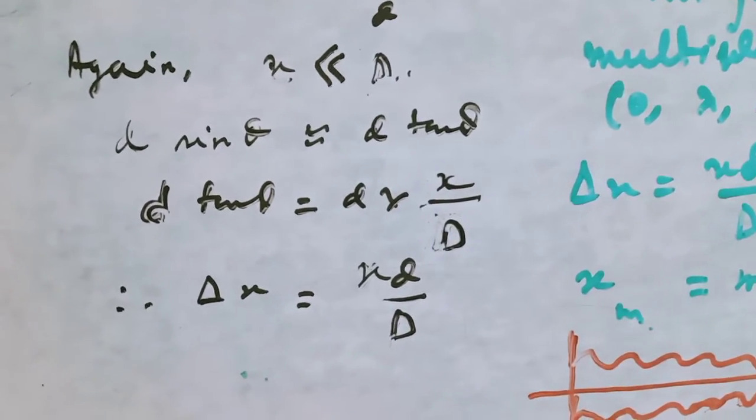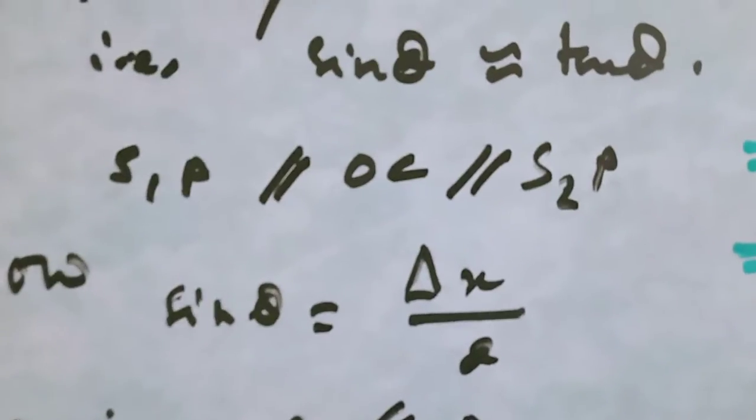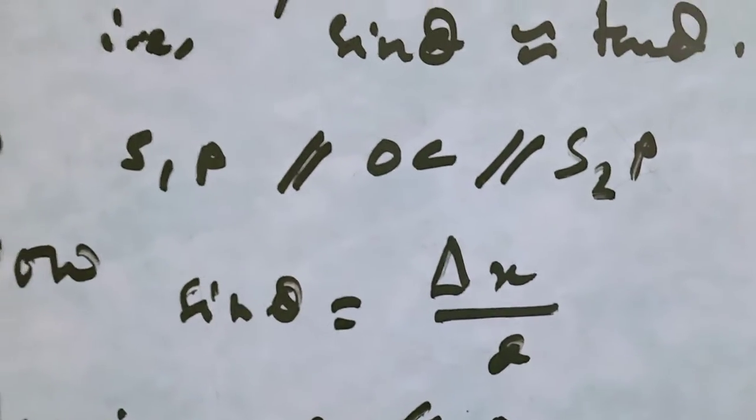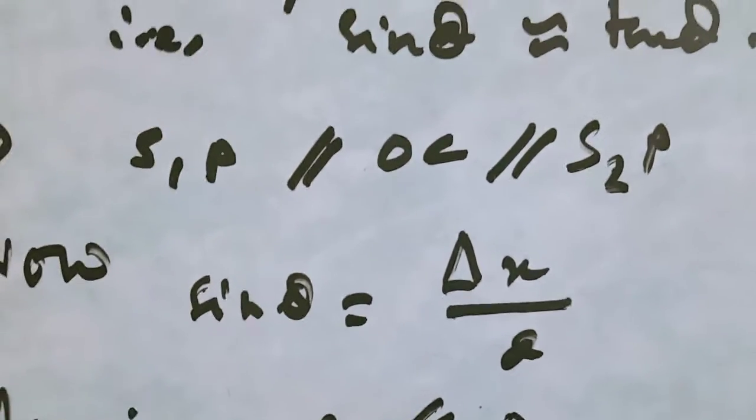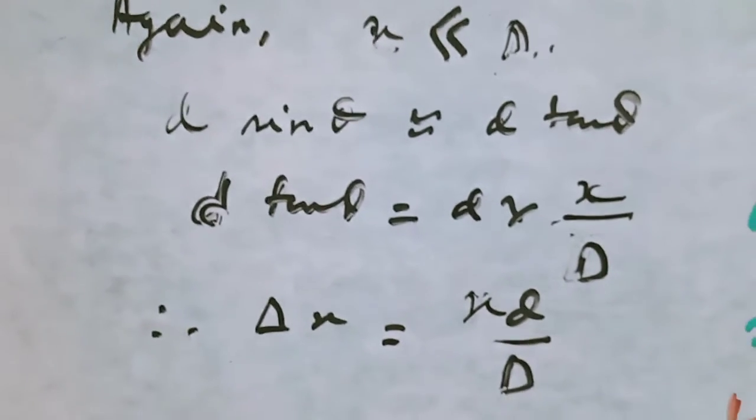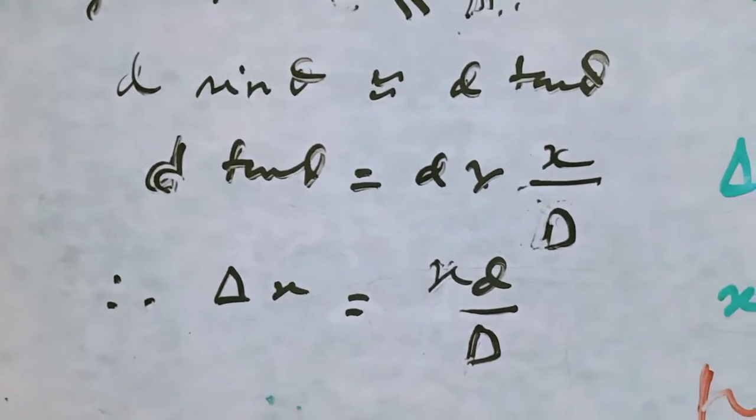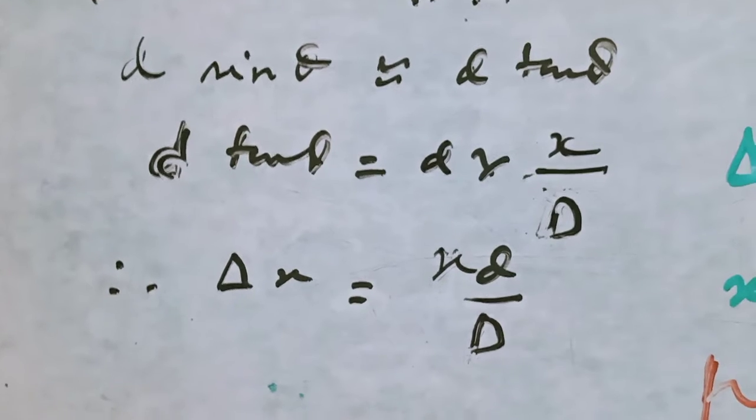Now d tan theta is nothing but del x. Del x is equal to d sin theta, which is equal to d tan theta. So del x, that means the path difference, is xd by capital D.